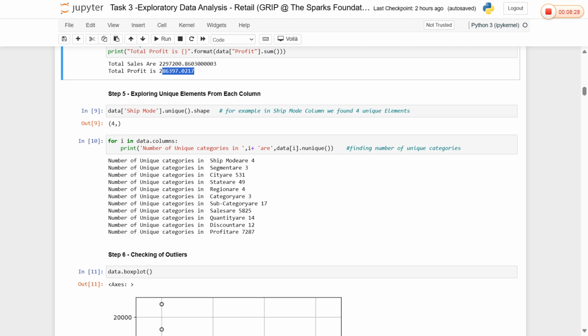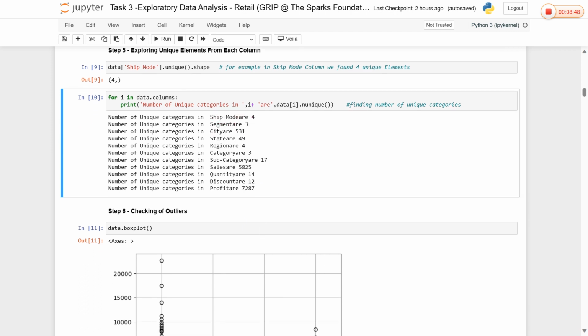Now the fifth step is exploring the unique elements from each column. For example, in the ship mode column we found four unique elements. We do this for all the columns to understand the diversity of our data, and how diverse our data is.